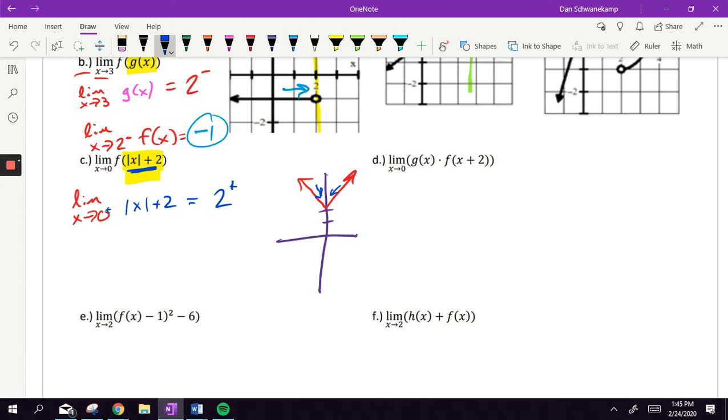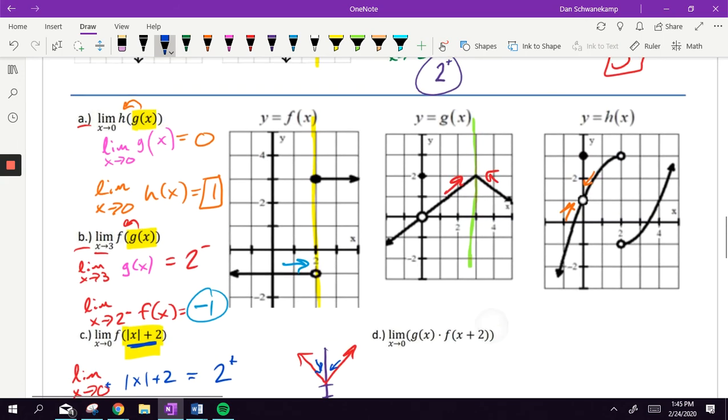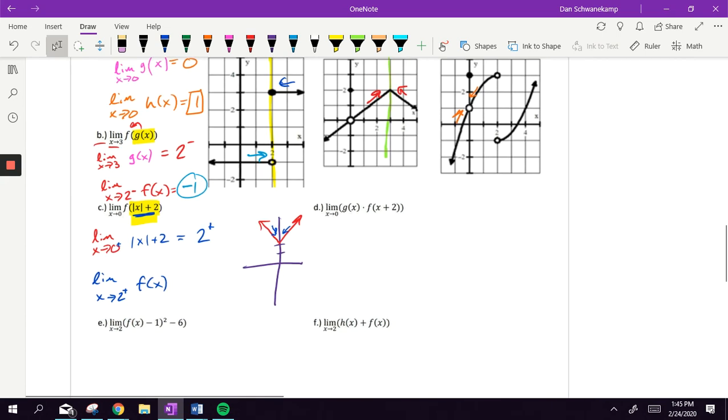All right, so then once I've done that, I'm going to find the limit as x approaches 2 positive of f of x. And so in other words, I'm looking at my f of x graph. I'm going to 2. I'm doing it from the right-hand side. My answer is 3.